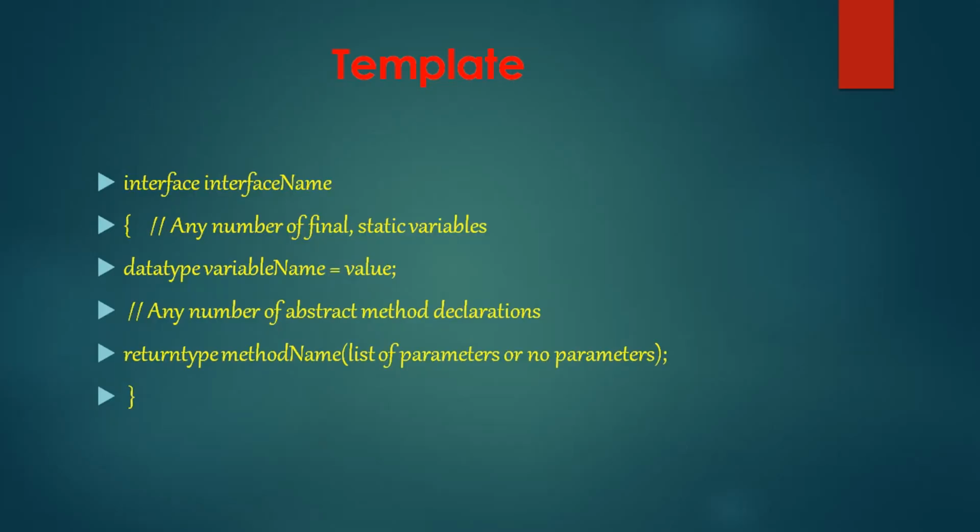Here is a template for using the interface variable. First of all, we create an interface, then the interface name, and inside it we write the data type, variable name, final, and equals to value. Make sure that the variable is of final and static type. And we can declare any number of abstract method declarations, like return type, method name and list of parameters, or no parameters, whatever it is.